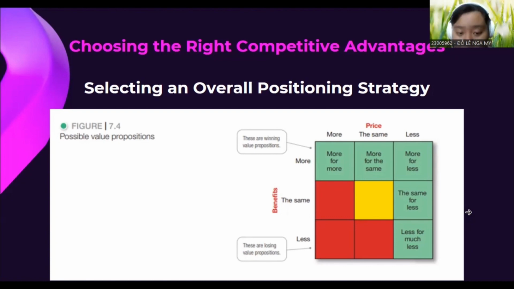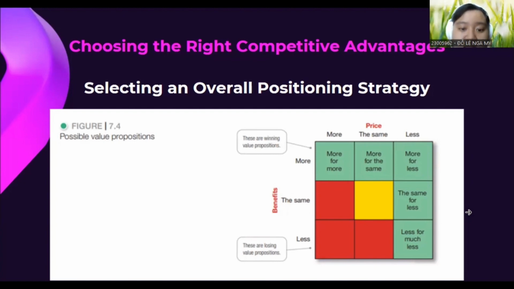First, we've got more for more positioning, which involves providing the most upscale product or service and charging a higher price to cover the higher costs. A more for more market offering not only offers higher quality, it also gives prestige to the buyer. More for the same: a company can attack a competitor's value proposition by positioning its brand as offering more for the same price. Offering the same for less can be a powerful value proposition since everyone likes a good deal. Discount stores such as Walmart and category killers such as Best Buy, PetSmart, David's Bridal, and DSW use this positioning.